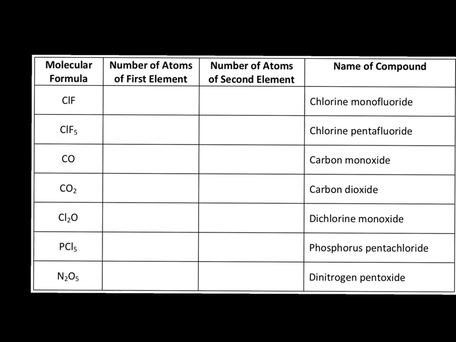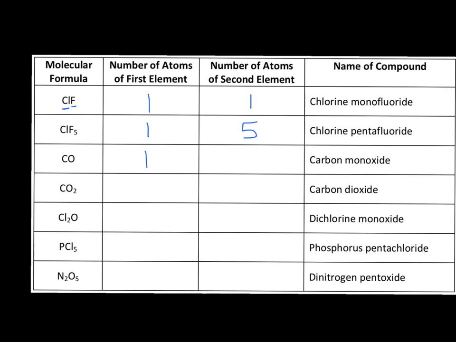So in this table, we're given a molecular formula over here, and the name of the compound right here. And it says that we're going to put the number of atoms of the first element in this block and the number of atoms of the second element in this block. So in this first one, for ClF, the first element is chlorine, and we've got one of them. And then the second element is fluorine, and we've got one of those. Okay? And then in the second row, we've got chlorine as the first element, and there's 1 and 5 fluorines.